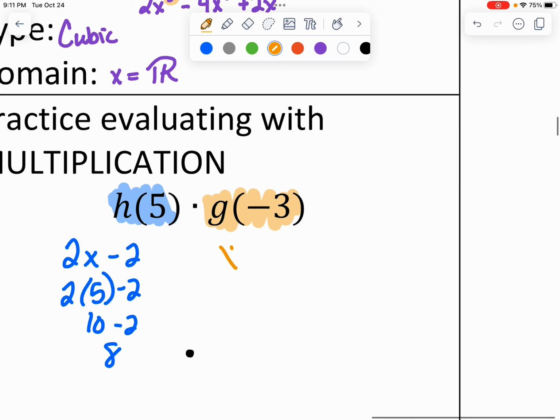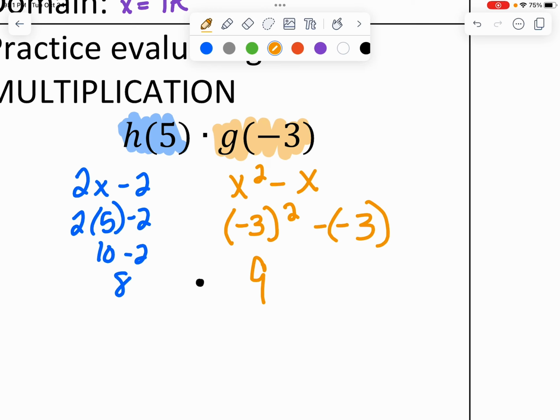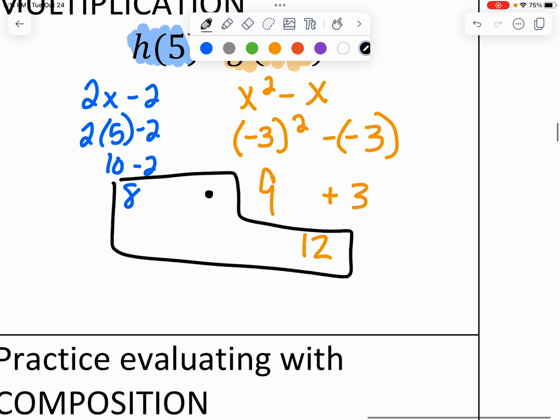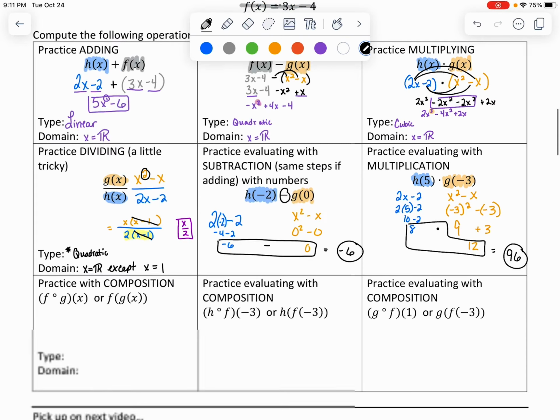So x squared minus x. Uh-oh, we have to use parentheses. Some kids really struggle with that. When you plug in a negative, you've got to use parentheses, because what is -3 squared? 9. But without parentheses, it would be -9. And then this actually turns into a +3, which is 12. So I have to take 8 times 12, which is 96? Yeah, I think so, because it's 80 plus 16.